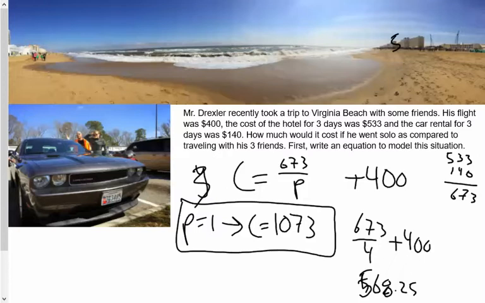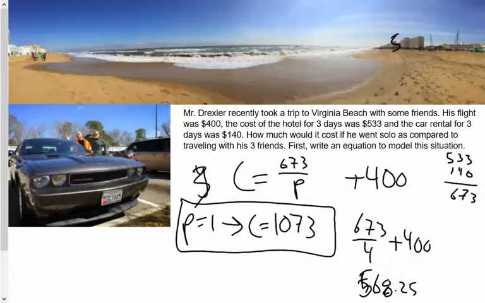And so basically what happens here is, I just want to make sure the cost of the hotel for 3 days was $533 total and the car rental was total. I wanted to make sure that wasn't per day, where I'd have to multiply that by 3. So, okay, there you go.